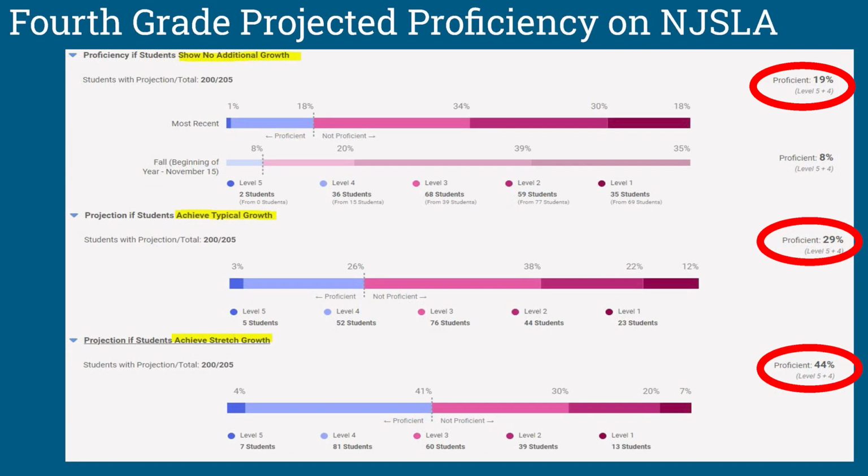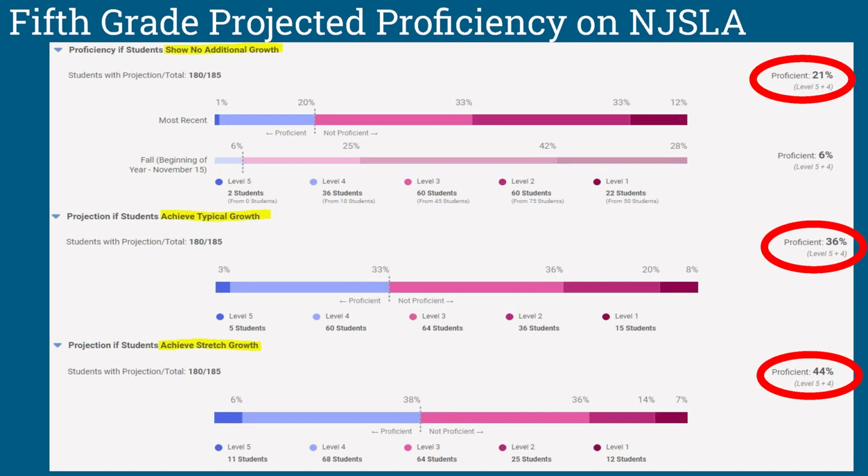By grade level, 4th grade, we're looking at 19% if our students were not to grow anymore, 29% for typical growth, 44% for stretch growth. In 5th grade, we're at 21% if our students show no more growth, 36% for our typical growth, 44% meeting our stretch growth.